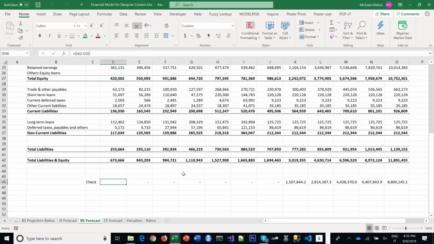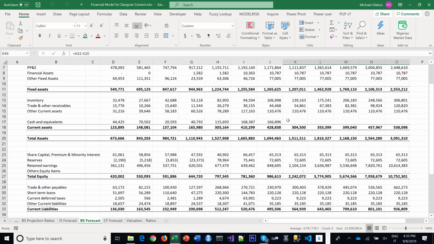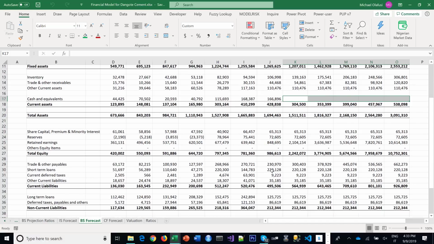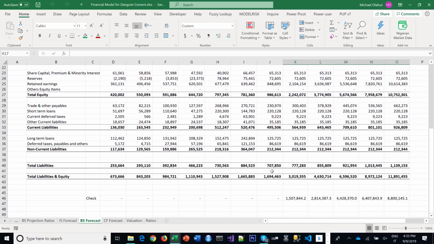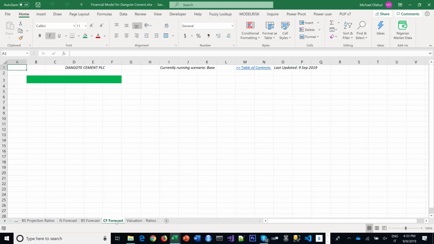That's why it's called a balance sheet. They should balance out, right? So it's not balancing for the forecast years. Not unexpected, because as you can see, we've not done the cash and cash equivalent for that particular period. Until we do the cash and cash equivalent, until we do the cash flow and all of that, I can't say for sure if something is wrong or not. So let's go do the cash flow.